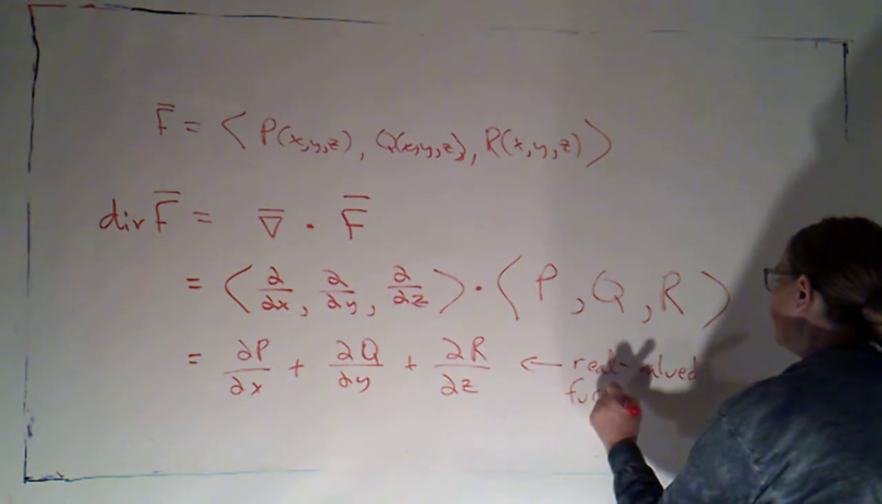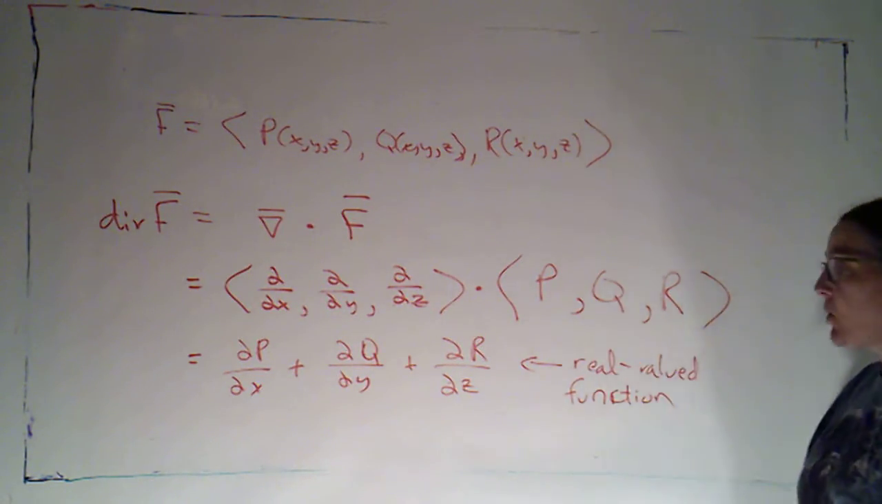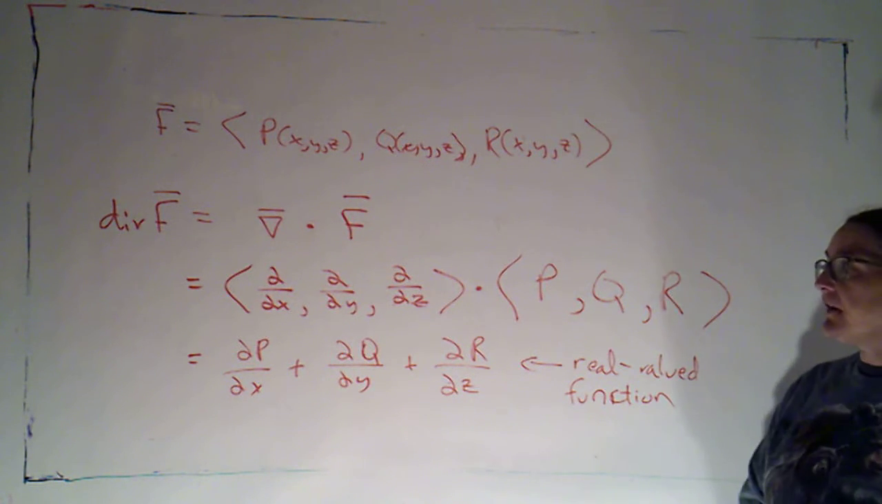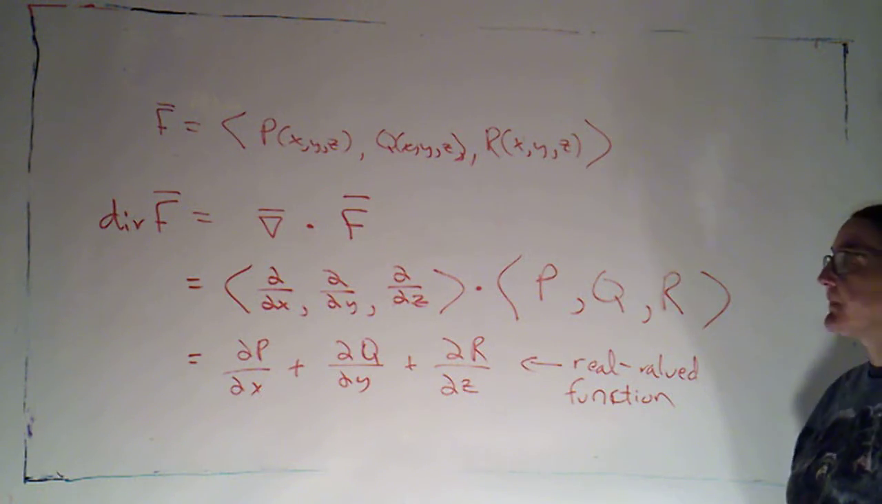So curl is a vector valued function. It's actually a vector field in its own right. This is a real valued function that I can associate with a vector field in 3-space.